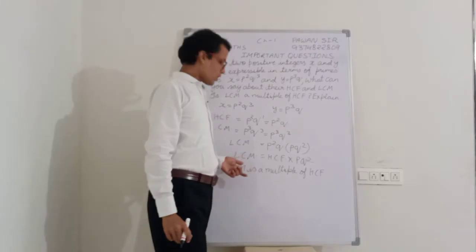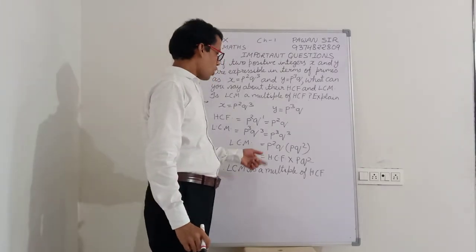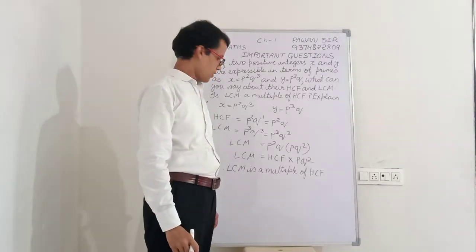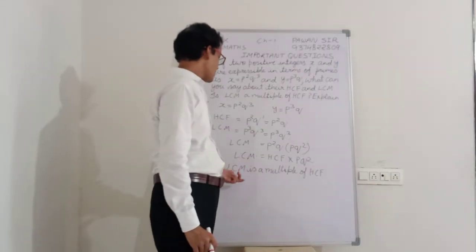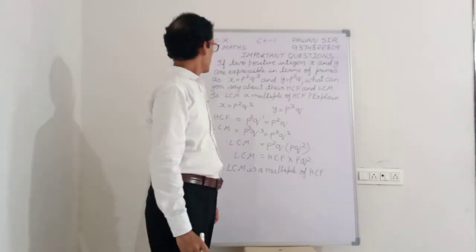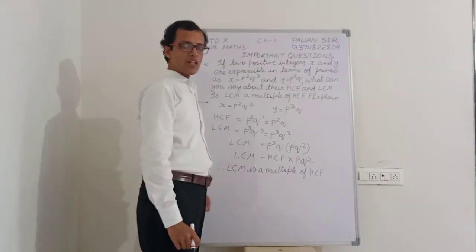Also, this is a universal truth. LCM is always a multiple of HCF. Whenever we find HCF and LCM, we always see that LCM is a multiple of HCF. So, this is our second question.